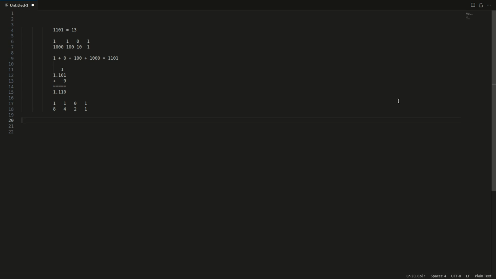Now, if I add these up the same way, right, I have 1 in the ones place, plus nothing in the twos place, plus 1 in the fours place, plus 1 in the eights place. Well, 1 plus 4 plus 8 is 13. Cool, right? That's how we get to 13.